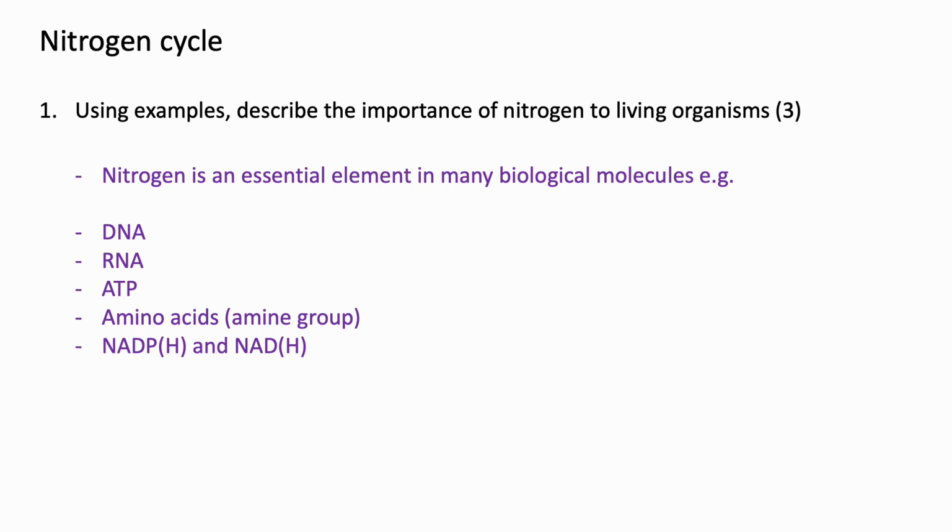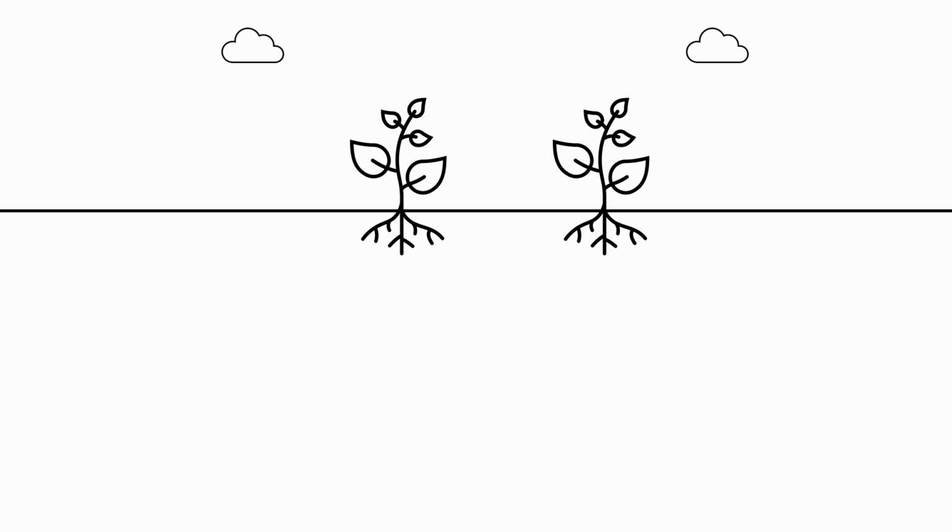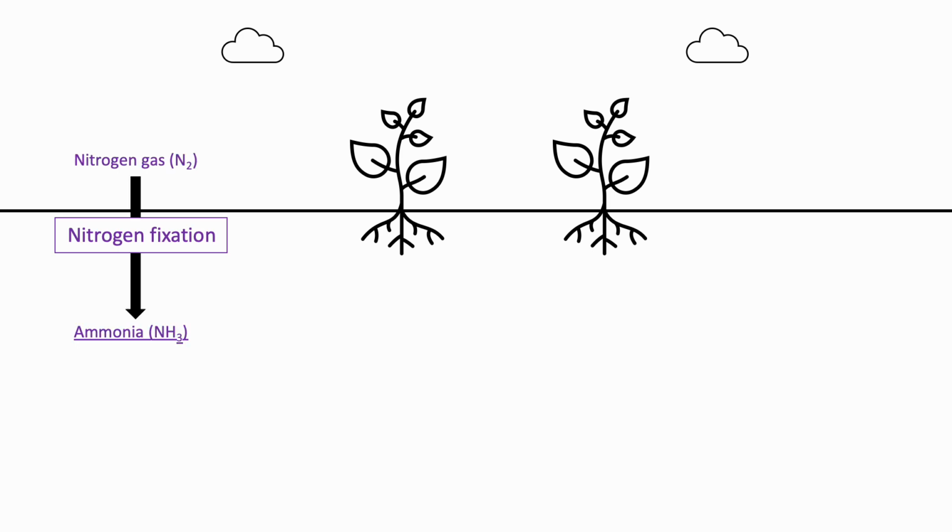Okay, let's move on to the answer to question 2. So for the second question, you need to describe the nitrogen cycle, and you need to be able to state the process, the reactants and the products of that process, and the organism that carries out the process. So because this is a cycle, you can start anywhere in the process, but normally we start with nitrogen gas. And so this first process is nitrogen fixation. It's the conversion of nitrogen gas to ammonia.